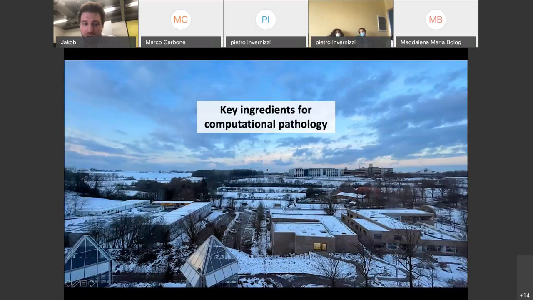And let me now go to the very last part of the talk, which is key ingredients for computational pathology. So the question really is how can clinicians, or how can anyone, get started in the field? And this field is really new. Digital image processing, of course, has been around for decades, but computational pathology, deep learning-based image analysis in pathology and other medical imaging types, has only been around for a few years. So it's still possible to get started in this field.